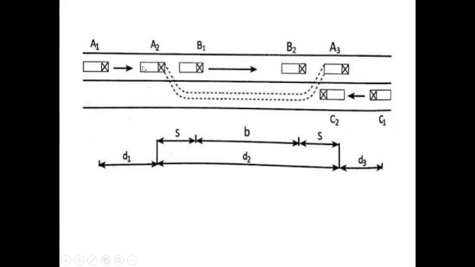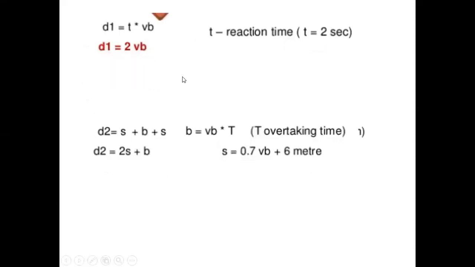Once more I'll repeat it, because it may be a little confusing. D1, you can see here, is the distance when vehicle A, the fast moving vehicle, moves from position A1 to A2. The driver is, as usual, driving his own vehicle and has his own reaction time. All these positions from A1 to A2 happen before the overtaking operation. That's the reason we take the time to be the reaction time of the driver. It is not during the overtaking operation.